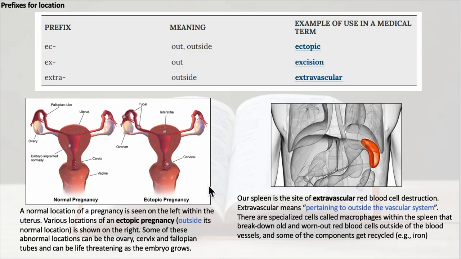And the example that we'll use for ek is an ectopic pregnancy. So first, let's break down the word ectopic. Again, ek is referring to out or outside. Topic is referring to place or location. So ectopic literally means out of place.